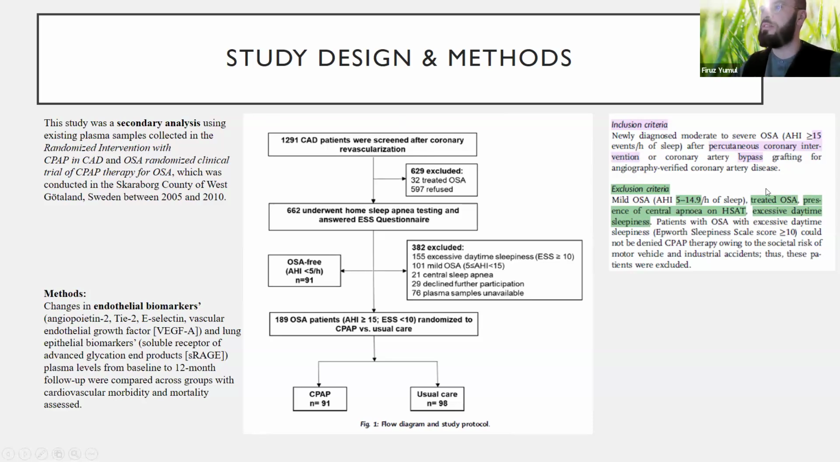for coronary artery disease. The exclusion criteria was that patients with mild OSA, so AHI between 5 and 14.9 events per hour, were excluded. Those who had treated OSA were excluded. Those who had central apneas on their HSATs were excluded, and patients with excessive daytime sleepiness were excluded. And that's for ethical reasons, right? Patients who had OSA with EDS, an Epworth Sleepiness Scale score of 10 or more, could not be denied CPAP therapy owing to the risk of an MVA.